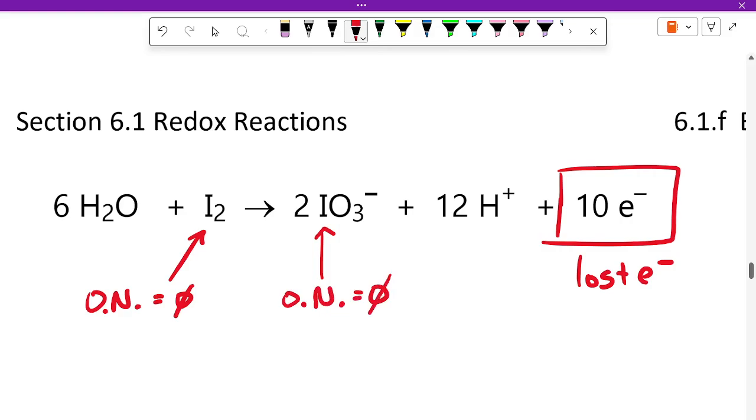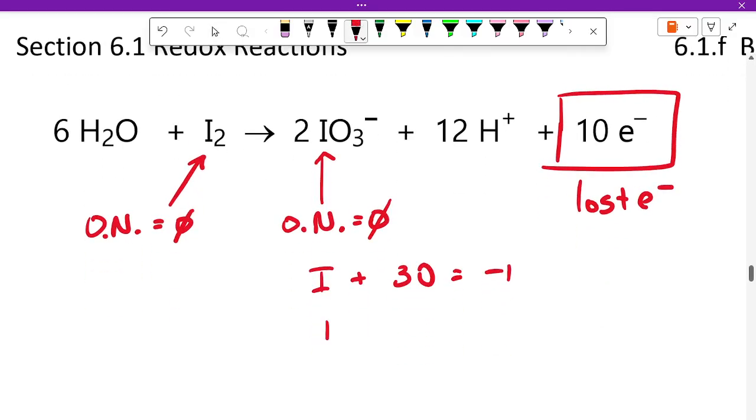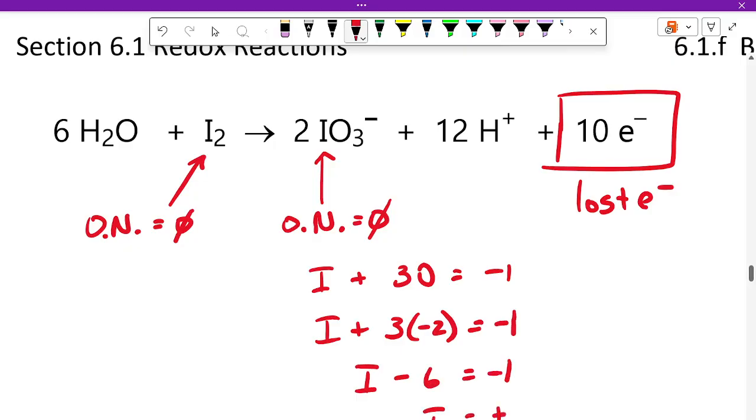I'll quickly do that. We have I plus 3O equals negative 1. I plus 3 times negative 2 equals negative 1. So I minus 6 equals negative 1. So I is plus 5. And I wrote 0 because my brain is messy. Plus 5. There we go. So the oxidation number increased. Therefore, that is oxidation.